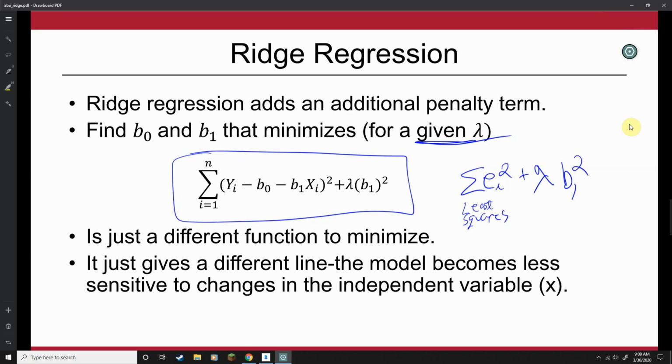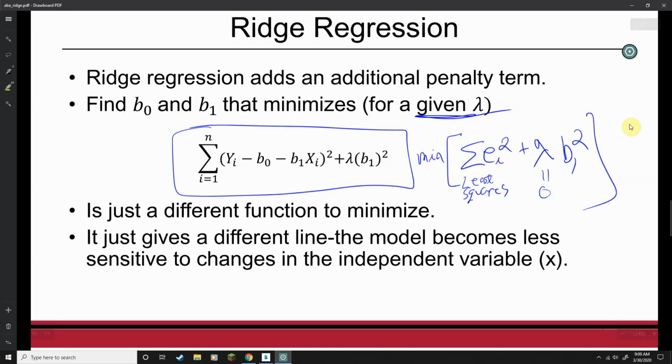Lambda is a positive number. If lambda were 0, it's least squares, right? Because if this were 0, it goes away. It's the same thing as before. And the idea is that it's a different line. The model becomes less sensitive to changes in the independent variable x as lambda gets bigger and bigger. It's kind of like a penalty term. You're trying to find the values b0 and b1 that minimize that expression. And if lambda is really big, 10, 20, 100, it's going to make b1 small naturally because it wants to minimize that. And that's all it's doing. At the end of the day, what is it giving you? A different line.